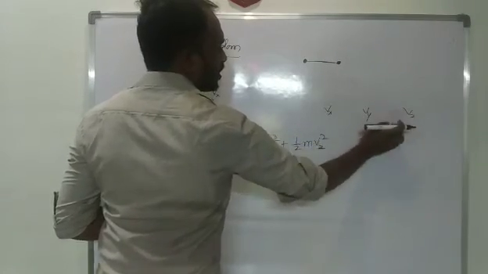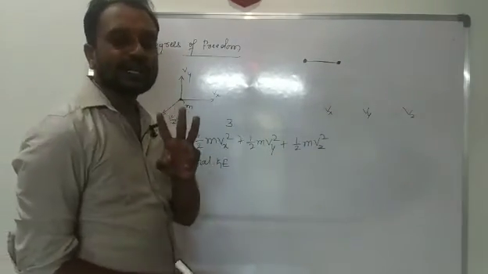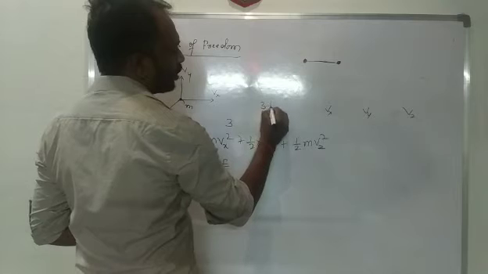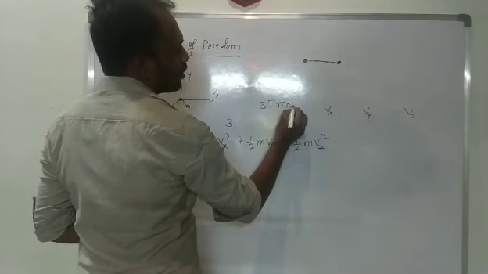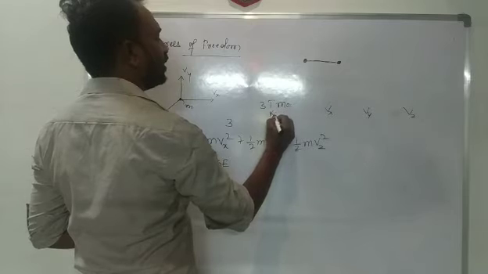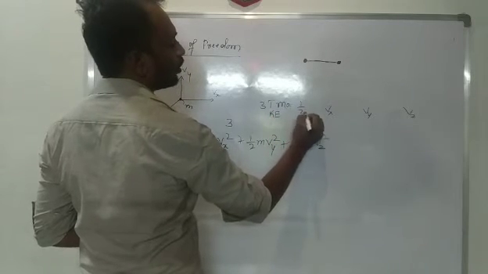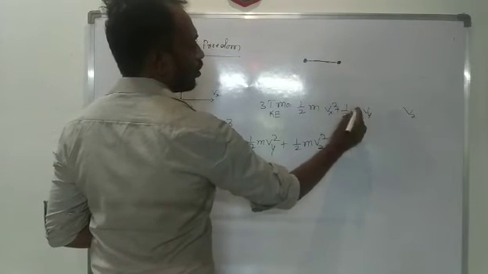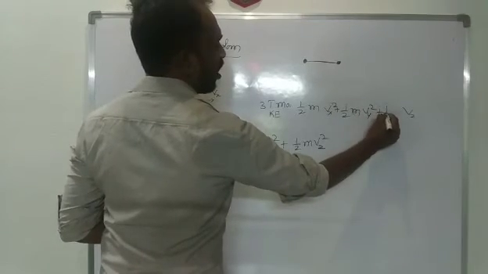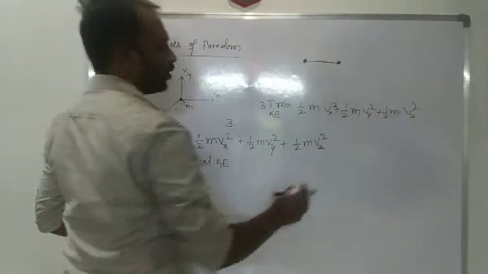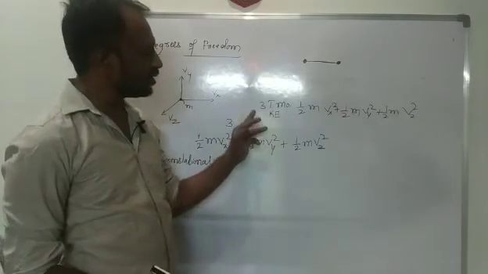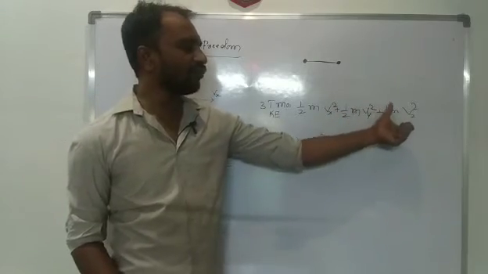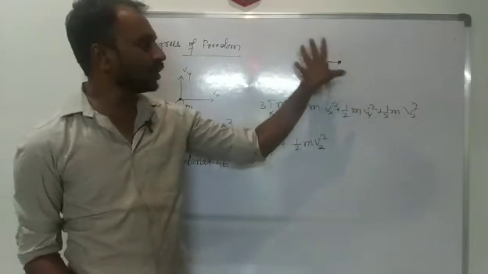So this molecule shows 3 translational motions. The translational kinetic energy we consider is half m vx square plus half m vy square plus half m vz square. So the 3 translational kinetic energies are half m vx square, half m vy square and half m vz square, where m is the mass of this diatom.